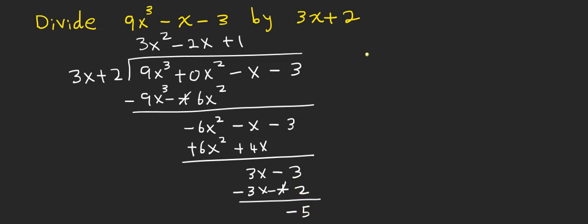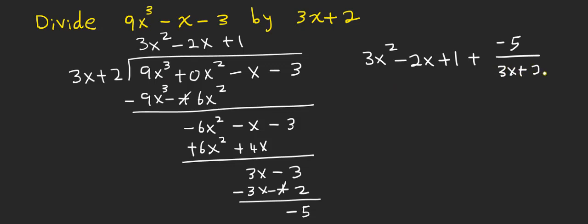So the answer will be 3x squared minus 2x plus 1 plus negative 5 over the divisor, which is 3x plus 2. Okay, now notice that sometimes in the back of your book, you might have this: 3x squared minus 2x plus 1, and negative times positive is negative, so you put 5 over 3x plus 2. These two are the same thing.